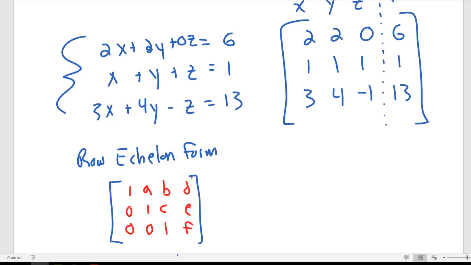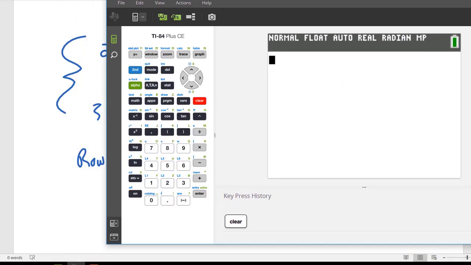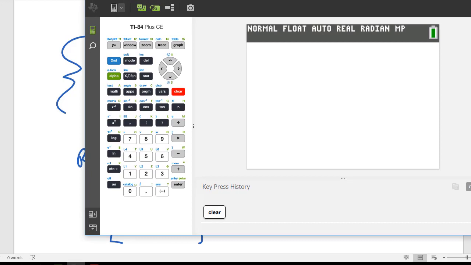Now, if I were to go through the work of finding the row echelon form here, we're going to use a technology to find that. So let's look at how we would do that. First of all, let me bring up my calculator. I'm looking at a TI. Pretty much any TI is going to work this way.